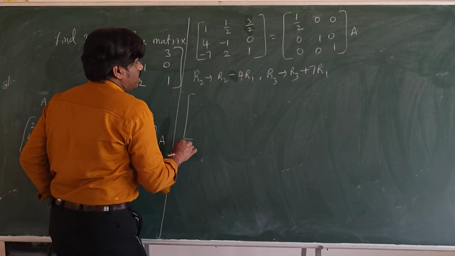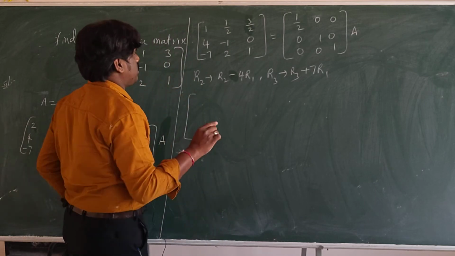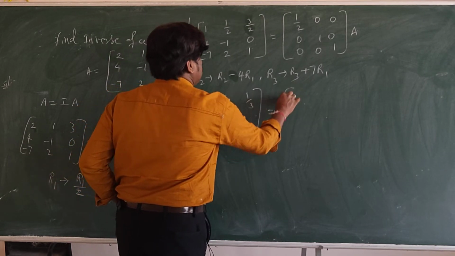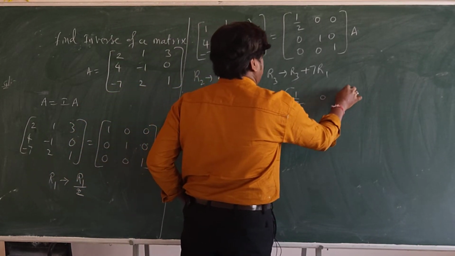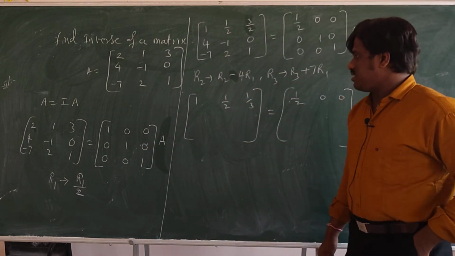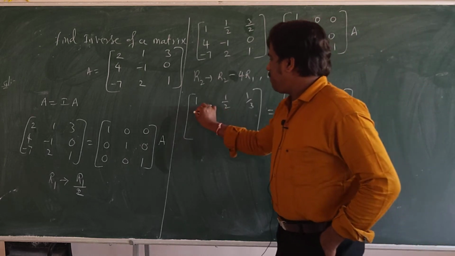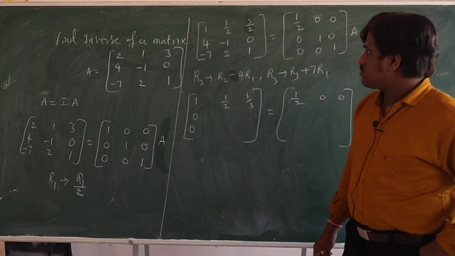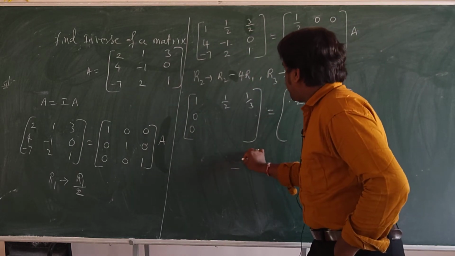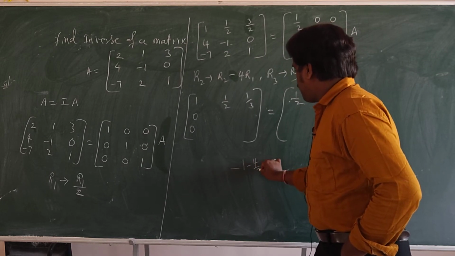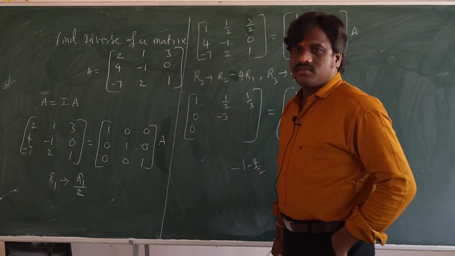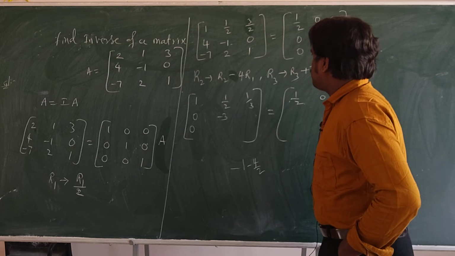Now what do I get here? No change in R1, so I will keep R1 the same: 1, half, 1 by 3, and this side is half, 0, 0, into A. No change in the first row. Second row changes. Tell me. 0, 0. Correct? Now R2 here is what? Minus 1, minus 4 by 2, minus 3. Minus 3. Right?